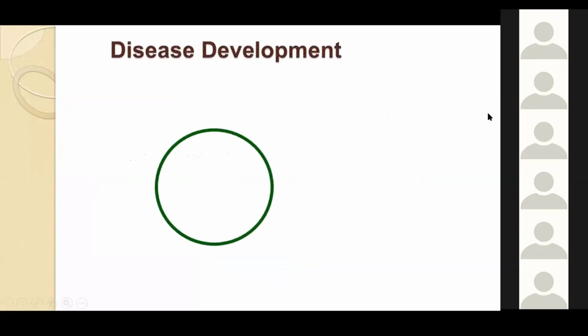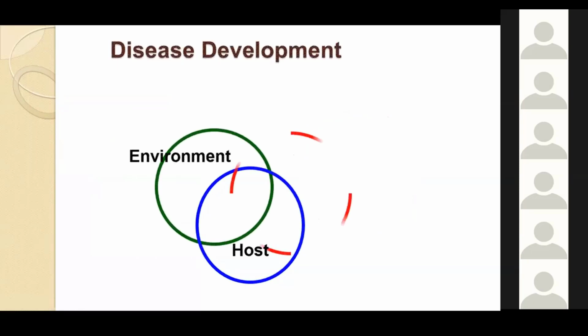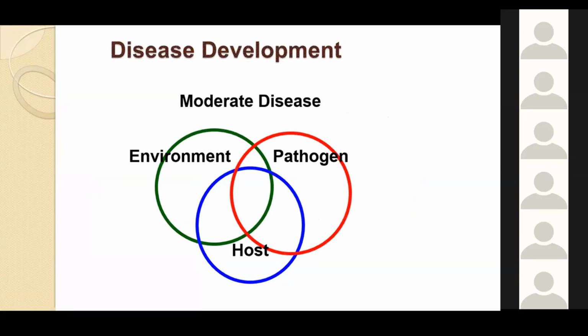Compare that to this situation where now we're starting to get a fair amount of overlap of these three elements of the pathosystem. Now we're going to see a lot more disease occur.